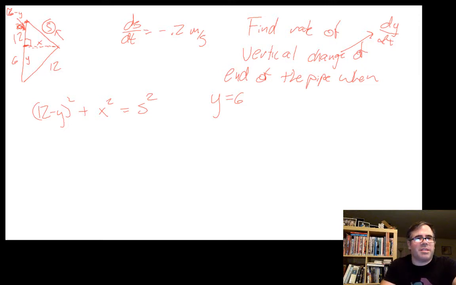Anyways, we're doing this. X is kind of our problem child, right? We don't like having this X around. Okay. But we're going to use this other relationship here, that y squared plus x squared equals 12 squared. So, of course, x squared equals 12 squared minus y squared. Oh, that turns out really convenient.